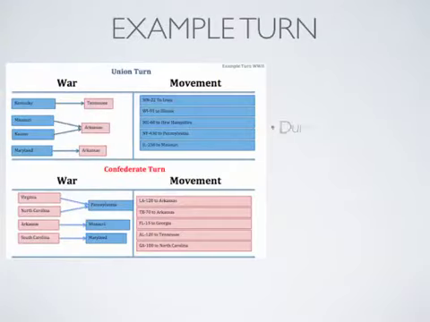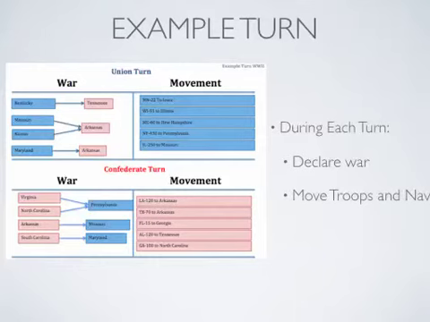Here we can see an example turn. In the war turn for the Union, we can see Kentucky is attacking Tennessee, Missouri and Kansas are attacking Arkansas, and Maryland is attacking Arkansas. Then we also have movement for the North, and they can move anything that wasn't used during the war phase. The same goes for the South, movement of troops and Navy.